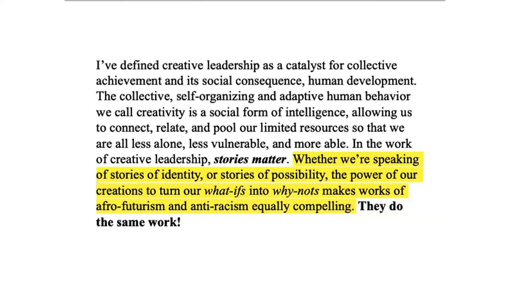And that comes back to something that's always been a part of what I think is available to us as arts educators. Whether we're speaking of stories of identity or stories of possibility, the power of our creations to turn our what-ifs into why-nots makes works of Afrofuturism and anti-racism equally compelling. They do the same work, essentially, is what I'm getting at. A couple of other points before I pass it back.